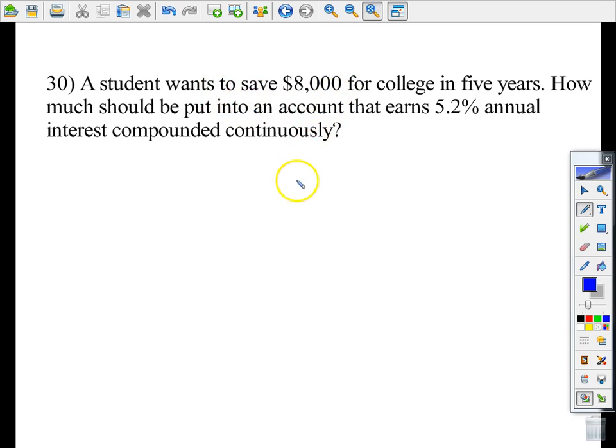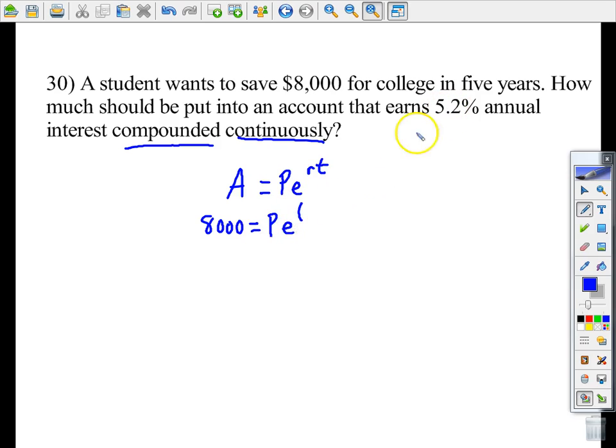So in other words, he wants his final amount, investment amount, to be $8,000 in 5 years. He's earning 5.2% interest compounded continuously. So whenever I see compounded continuously, I know I'm using this formula. Well, the thing that makes this a little bit different is we're given the final amount after interest is earned. In other words, we're told what A is, and it's going to be our job to find out what P is. All right, we know what the rate is, 5.2% in decimal form, and we know how many years.